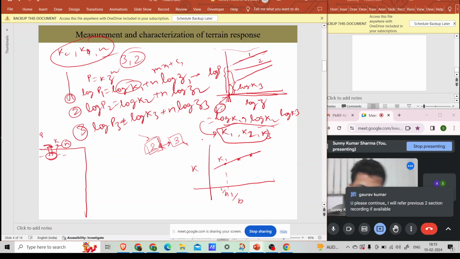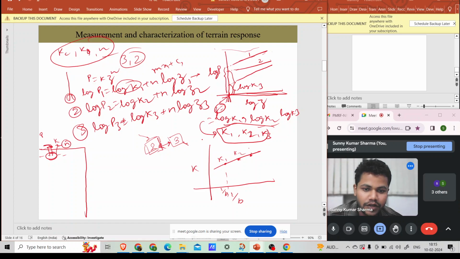So we have k1, k2, and k3 against 1 by b1, 1 by b2, and 1 by b3. And the equation which we have is k is equal to kc by b plus kφ. So here kφ is nothing but this intercept, and 1 by b is our x-axis. So kc we are getting as the slope. Means if this is the slope angle theta, then tan theta will be our kc. So this is for 3 plates and this is for 2 plates also.